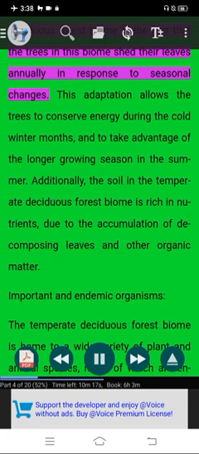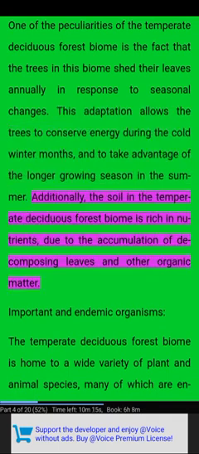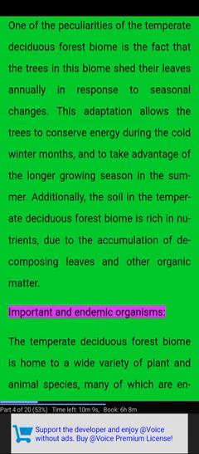One of the peculiarities of the temperate deciduous forest biome is the fact that the trees in this biome shed their leaves annually in response to seasonal changes. This adaptation allows the trees to conserve energy during the cold winter months, and to take advantage of the longer growing season in the summer. Additionally, the soil in the temperate deciduous forest biome is rich in nutrients, due to the accumulation of decomposing leaves and other organic matter. Important and endemic organisms.